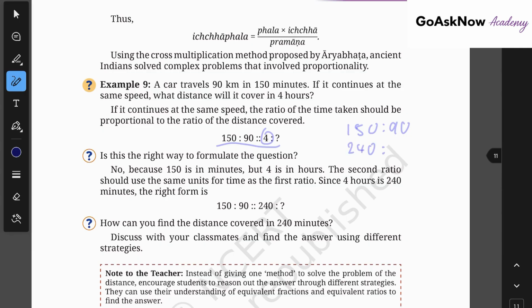Now we can do the rule of 3. So if we put 150 as A, 90 as B, 240 as C, and the unknown quantity as D, and you want to solve for D with the equation D equals BC over A, so we just do 240 times 90 over 150.